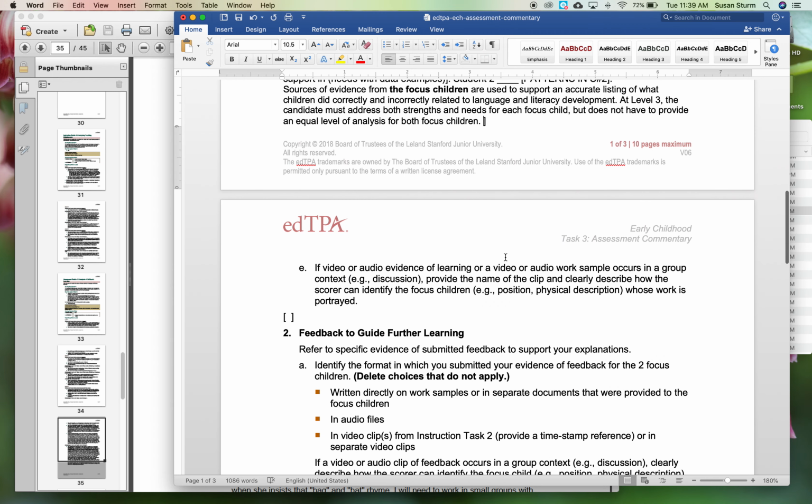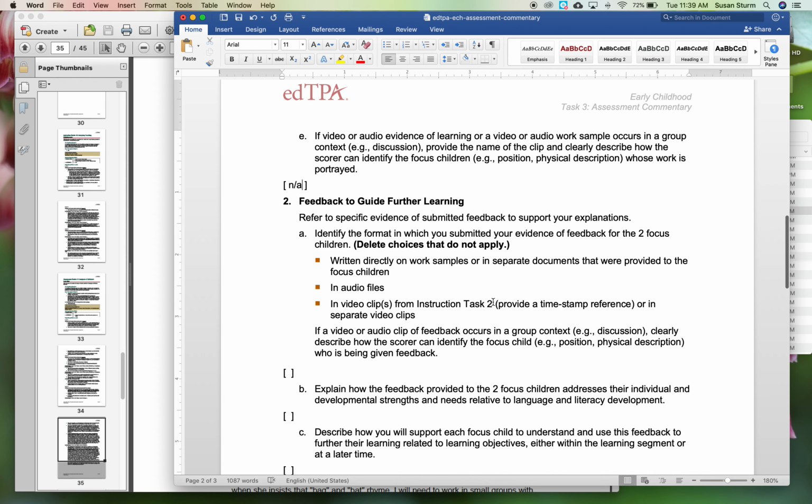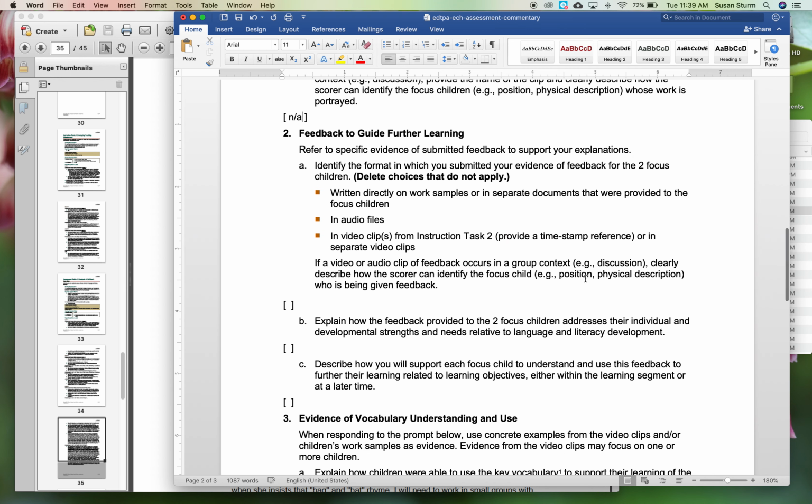Okay. The last thing is if video or audio evidence of learning or a work sample in a video occurs, provide the name of the clip and clearly describe how the scorer can identify the focus children. If you didn't do this, you can just put not applicable. So if you didn't video record, just do NA. Okay, so that's question 1.